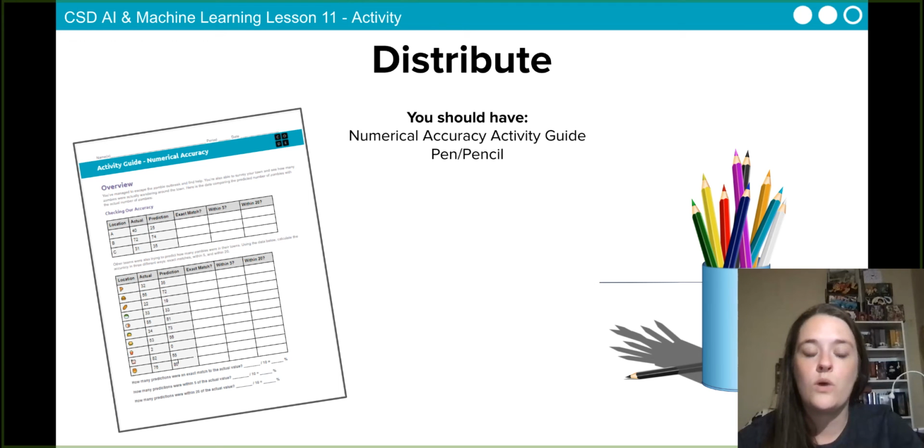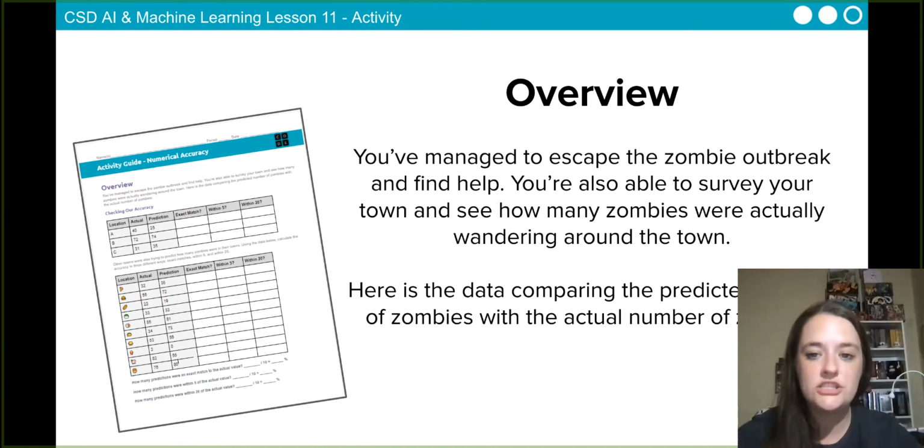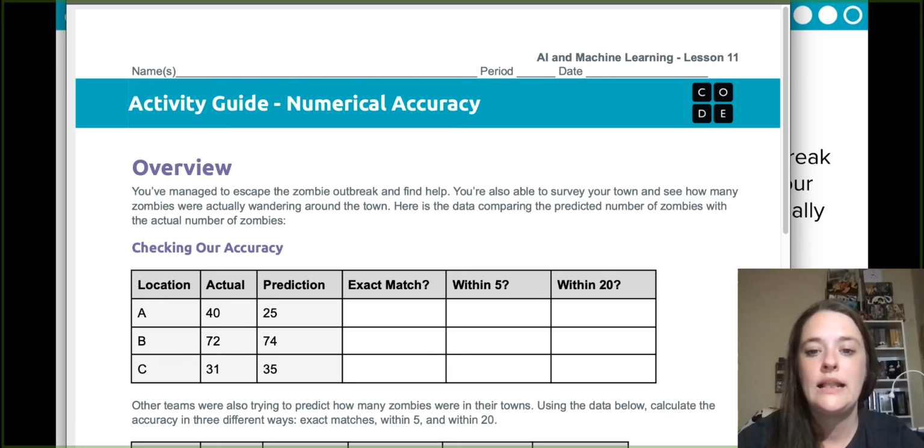So, once you have finished the zombie activity guide, open the numerical accuracy activity guide. Okay, you've managed to escape the zombie outbreak and find help. You're also able to survey your town and see how many zombies were actually wandering around town. Here is the data comparing the predicted number of zombies with the actual number of zombies. Okay? Let us look.